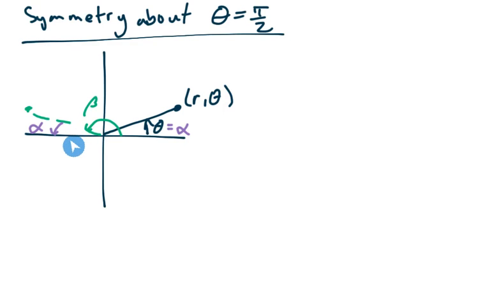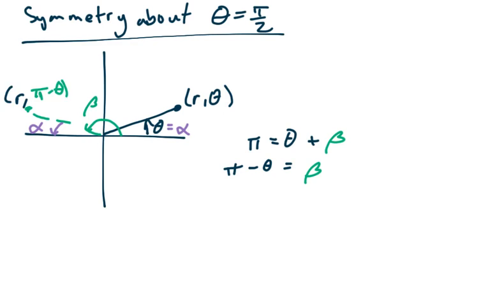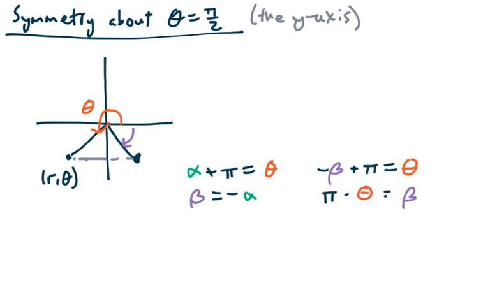This one plus this one adds up to 180 degrees, or pi, a straight line. So pi equals alpha plus beta. But we also know that alpha was just straight up equal to theta if theta was in the first quadrant. So solve for beta by subtracting alpha from both sides. And so this angle is pi minus theta. This point is r comma pi minus theta. Just like here, this point turned out to be r comma pi minus theta.